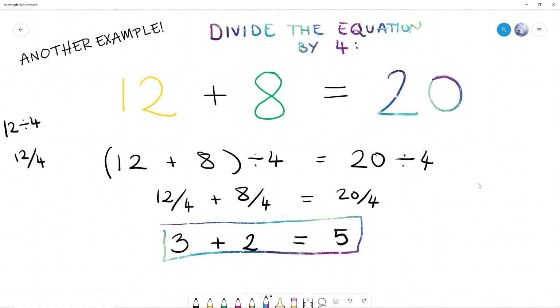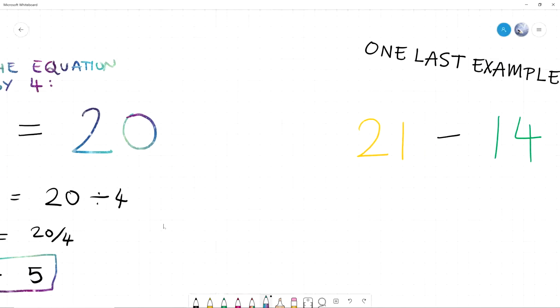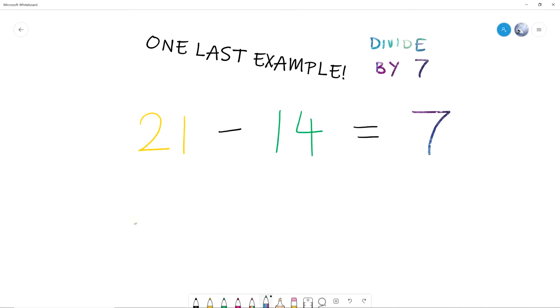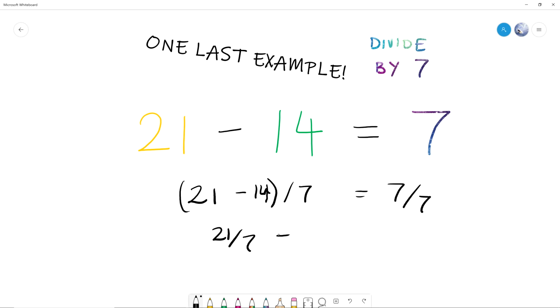Okay? Yeah. All right. So let's do one last example here. We're going to divide by 7. All right, Natalie. Now for the gold. All right, so I'm going to divide 21 minus 14 by 7. I'm going to divide this whole thing by 7, and also 7 I'm going to divide by 7, to get to the next equation. So what I get is 21 divided by 7 minus 14 divided by 7 equals 7 divided by 7.